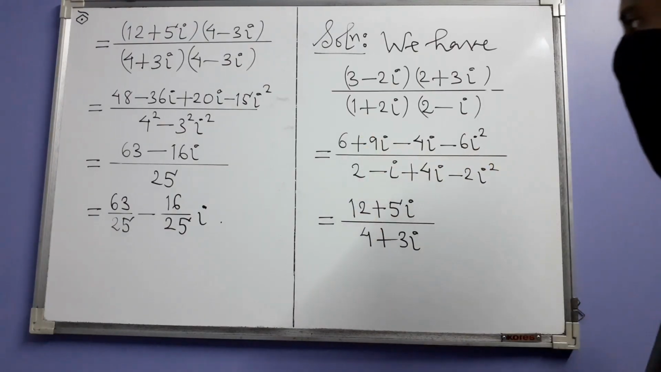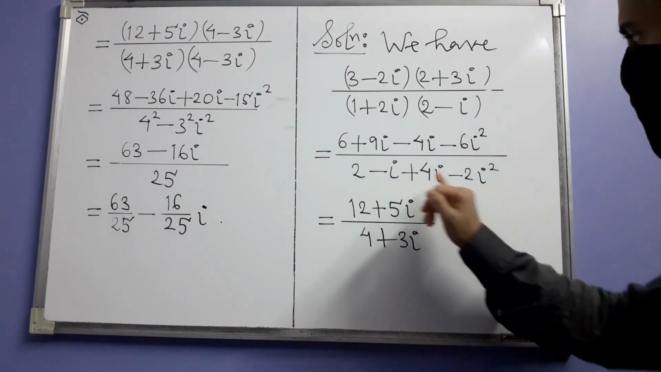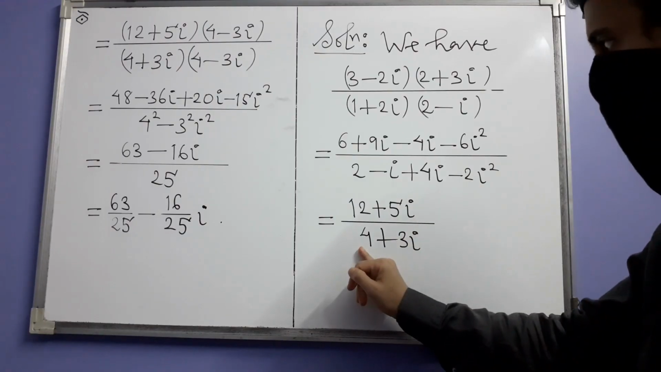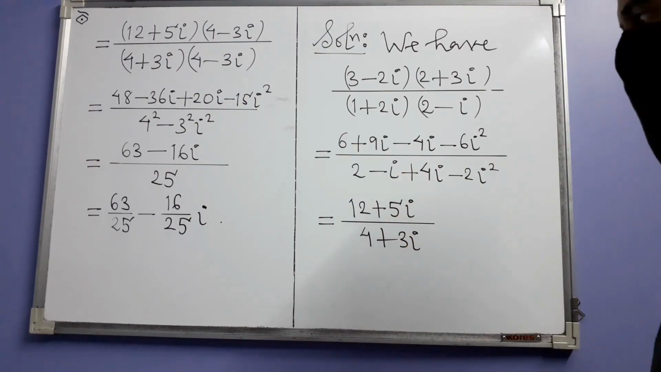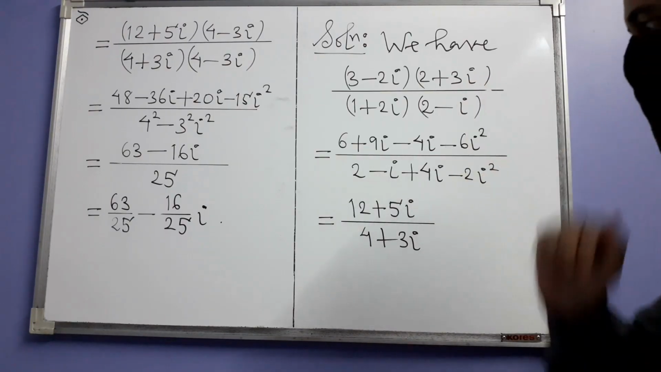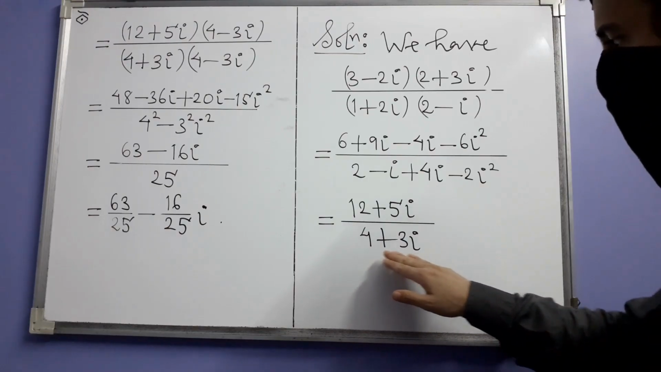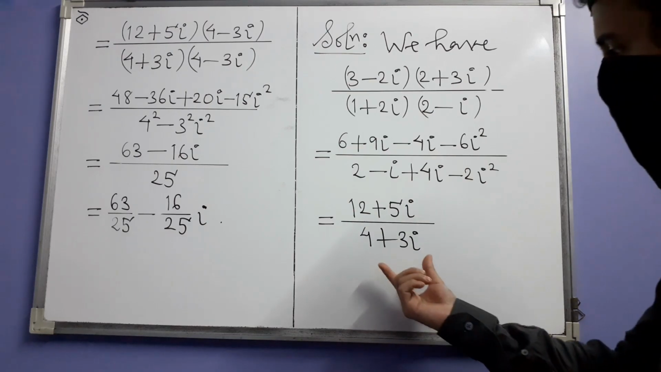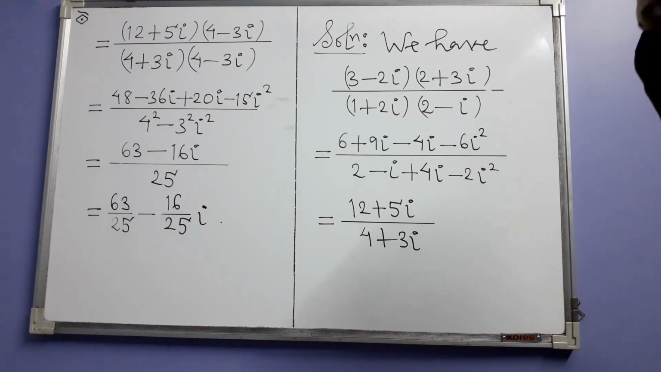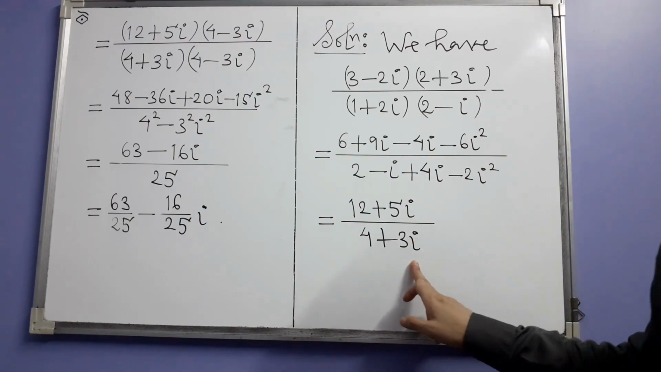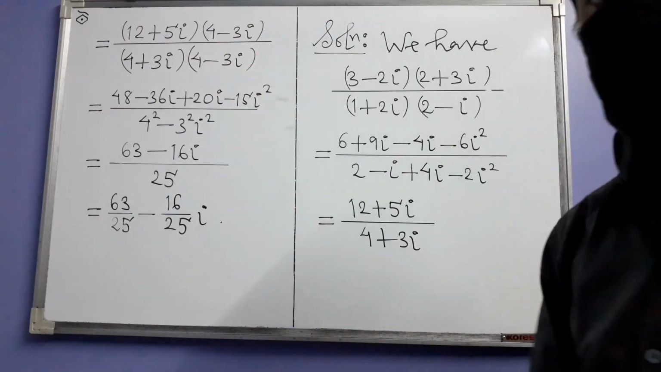6 plus 6 is 12. And 9i minus 4i is 5i. Here also similarly, 2 plus 2, because this will become plus 2, is 4, and 4i minus i is 3i. So we simplified to some extent the original number, but we still have a non-real complex number in the denominator. So we have to make it real, and that's why we multiply and divide by the complex conjugate of this denominator, which is 4 minus 3i.